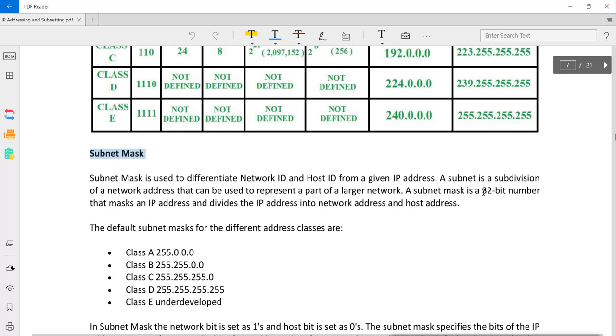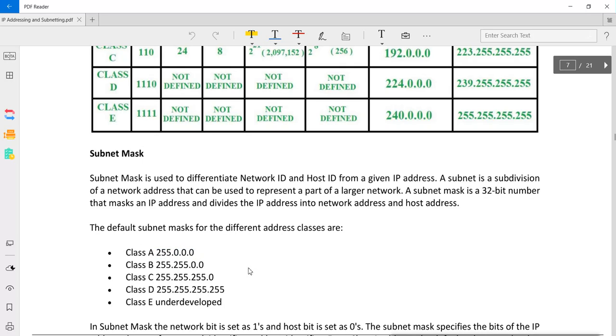The subnet is the subdivision of a network address that can be used to represent a part of a larger network. A subnet mask is a 32-bit number. Just like IP addresses, the subnet mask is a 32-bit address that divides the IP address into network address and host address. It is divided into 4 parts of 8 bits, just like an IP address.